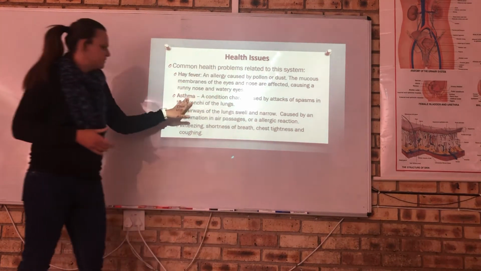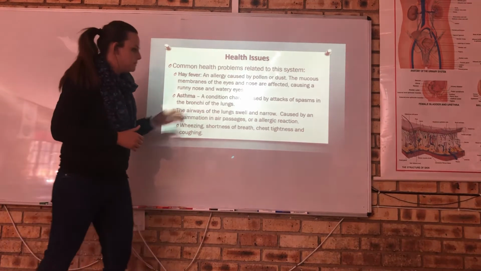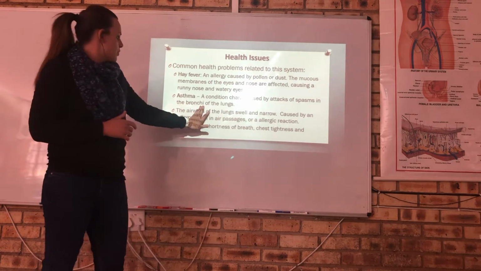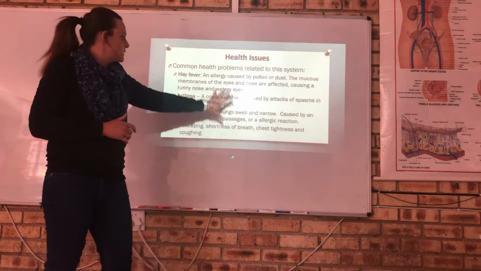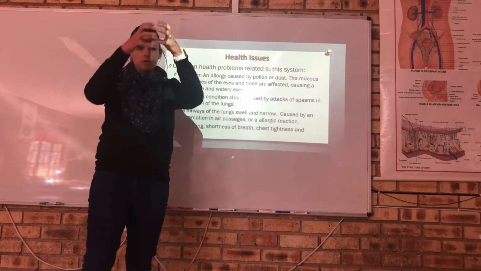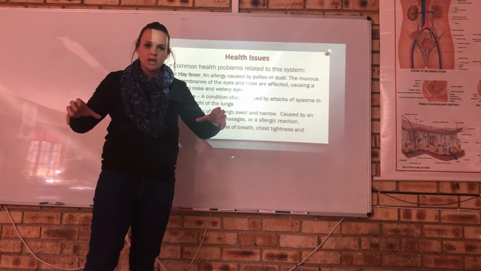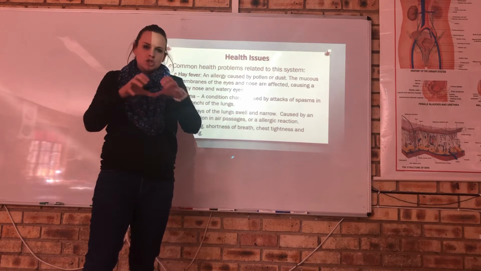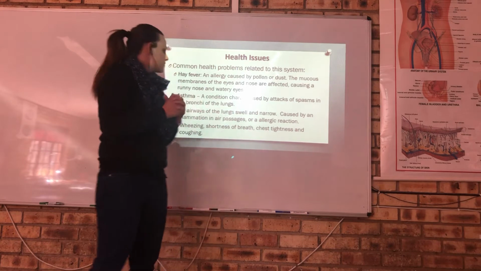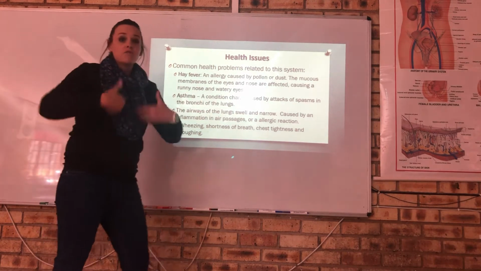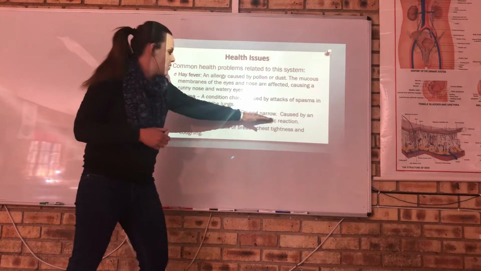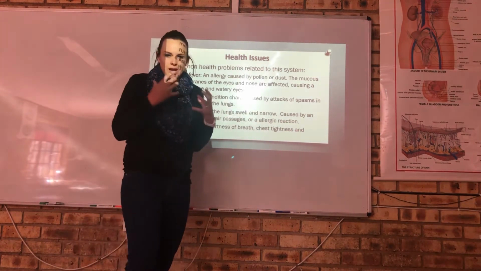The second one is a fairly common condition called asthma. Asthma is characterized by attacks of spasms in the bronchi of the lungs. So if we remember our structure of our lungs, we have that central tube which is called the trachea. The trachea then branches off into the bronchi. It's there that those tubes, the bronchi and the bronchioles, actually spasm. They tighten up and it prevents air from moving freely in the system. So the airways of the lungs swell and they narrow, so it becomes difficult to breathe. So that's what asthma is.